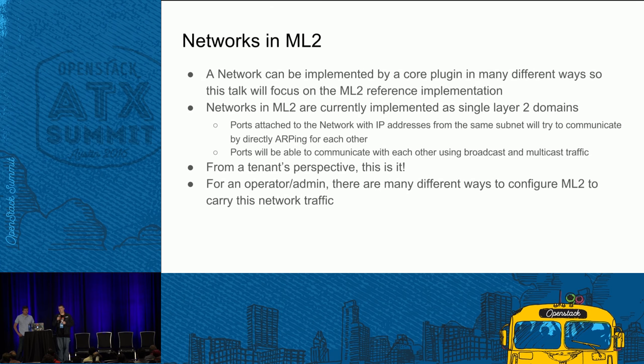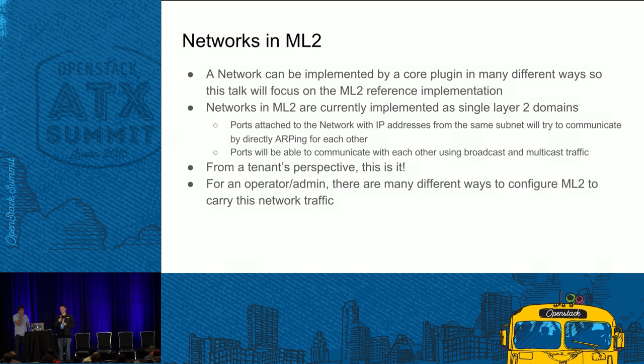So in Neutron, we have different core plugins. And the way a network is actually implemented underneath, how that traffic is carried across the wire, is really an implementation detail of the core plugin. So for this talk, I'm going to be mainly focusing on the ML2 core plugin and how it ends up carrying network traffic, because another core plugin, like VMware NSX or something, could end up doing something completely different. So this is all specific to ML2.